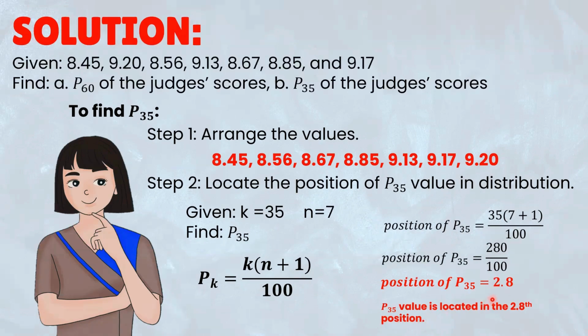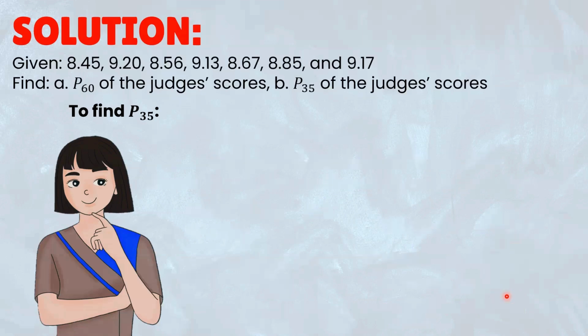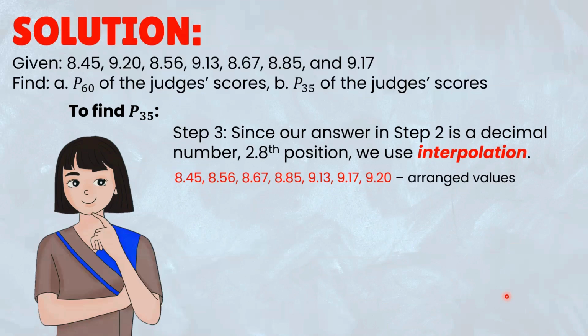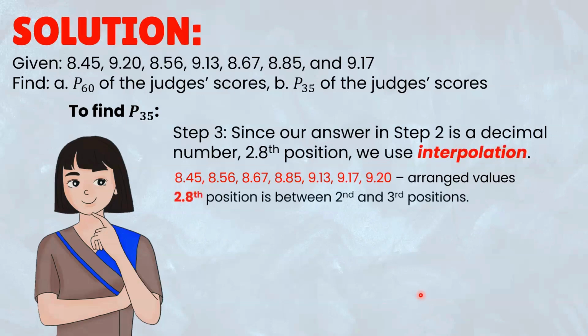So since our answer in step 2 is a decimal number, we have to proceed to step 3, which is interpolation. Okay, so to perform the interpolation process, we have to locate first the 2.8th position. So the 2.8 position is between the second and the third positions.